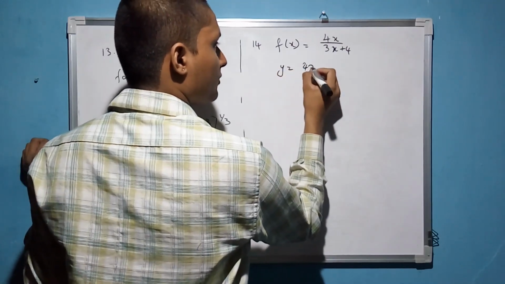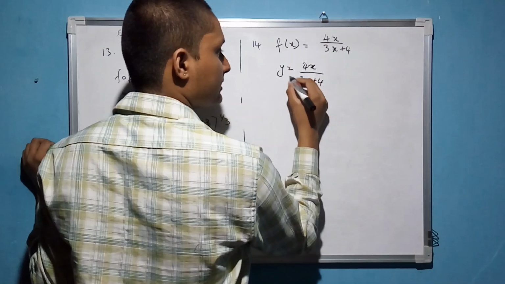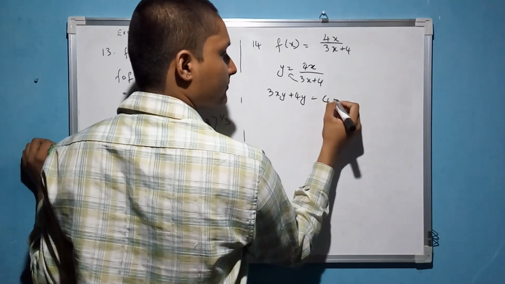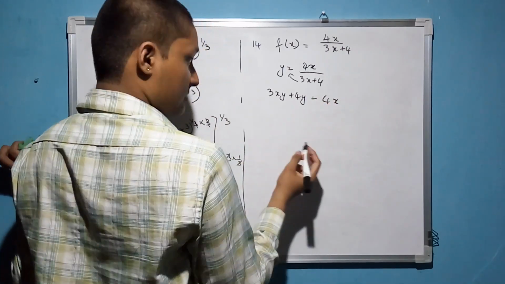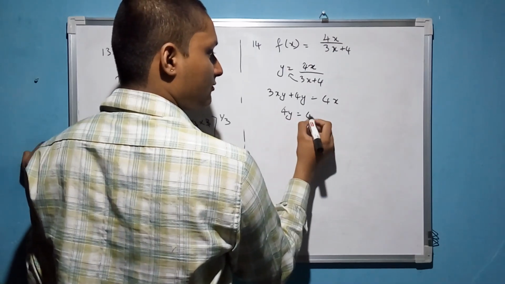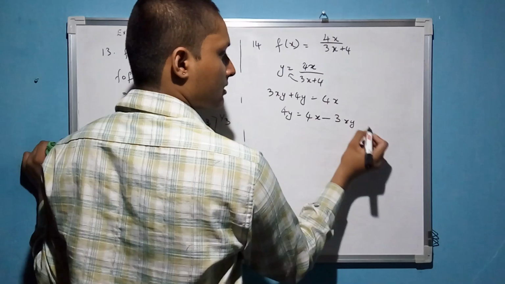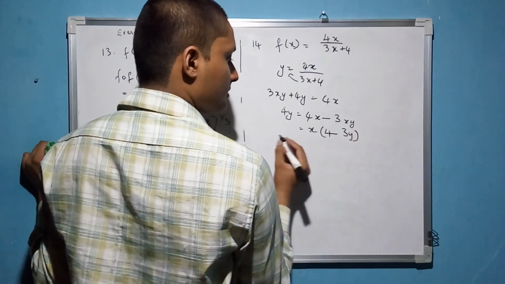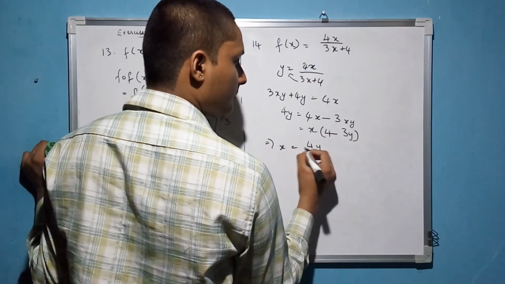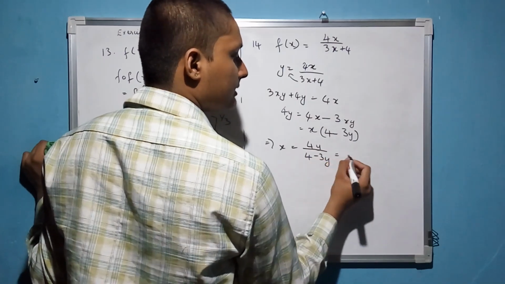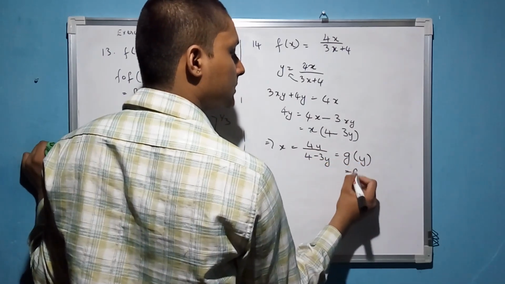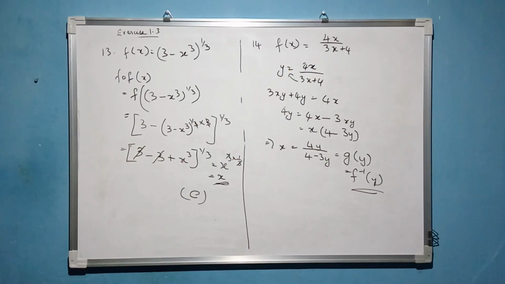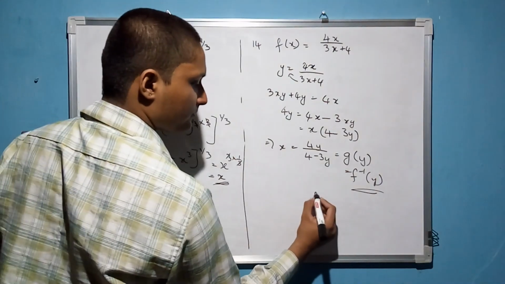So y is equal to 4x by 3x plus 4. Cross multiplication: that comes to be 3xy plus 4y is equal to 4x. So I need to bring the x terms together here. 4y, let it be here itself. That comes to be 4x minus 3xy. So I need to take x common outside. That comes to be 4 minus 3y. Therefore x is equal to 4y by 4 minus 3y. That is the function g of y, that is equal to f inverse of y. That is the inverse of the given function. And what is the answer here? That is option B.